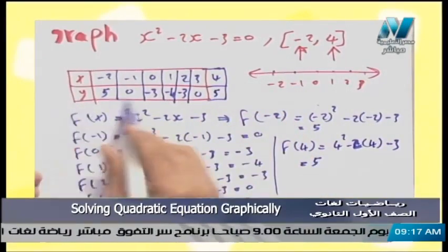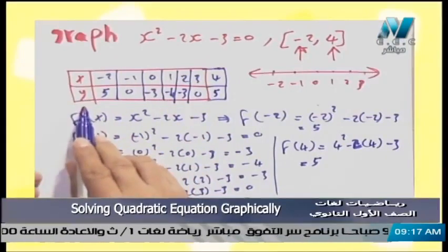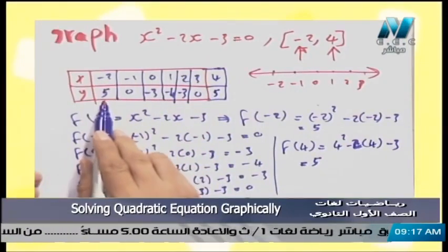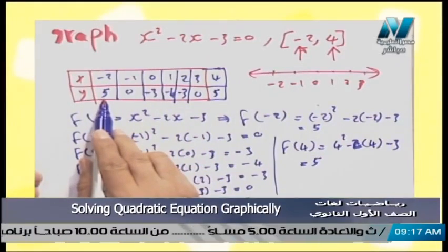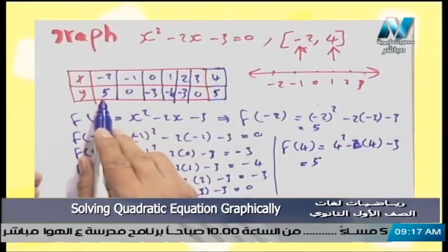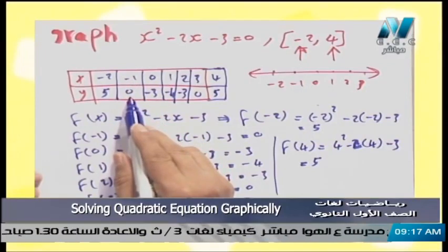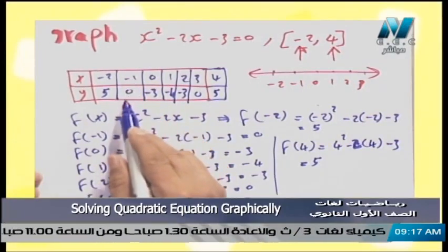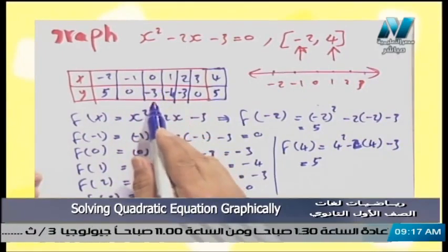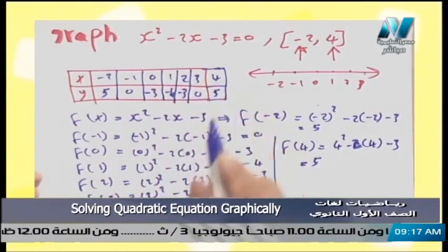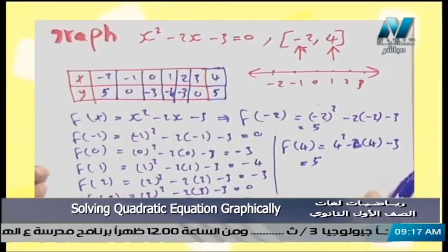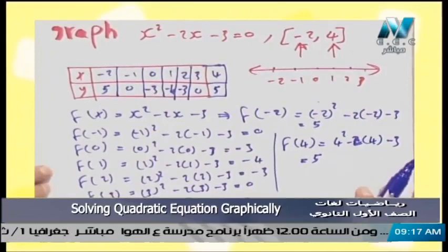So we have a table now, x and y. X is -2 and y is 5, which means the point (-2, 5). X is -1 and y is 0, so the point (-1, 0). The point (0, -3), the point (1, -4), and so on.